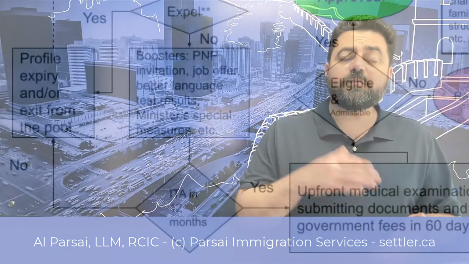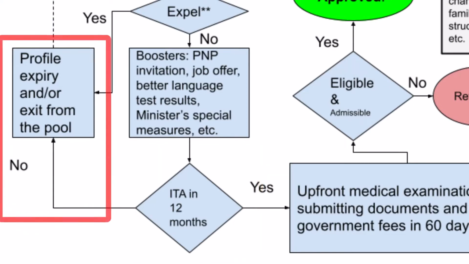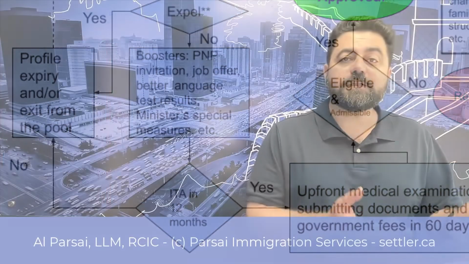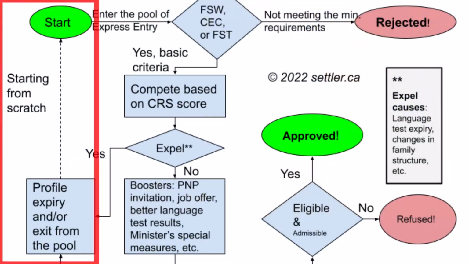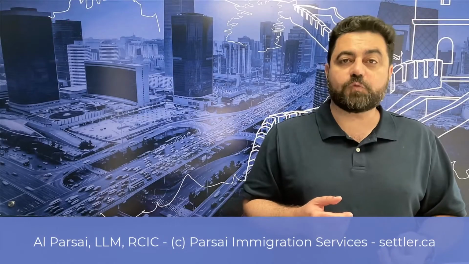If within 12 months of being in the pool they don't send you an invitation, unfortunately you will be out of the pool of Express Entry, and you need to enter the pool again or just walk away. And of course, when you enter the pool of Express Entry again, you remain there for another 12 months.